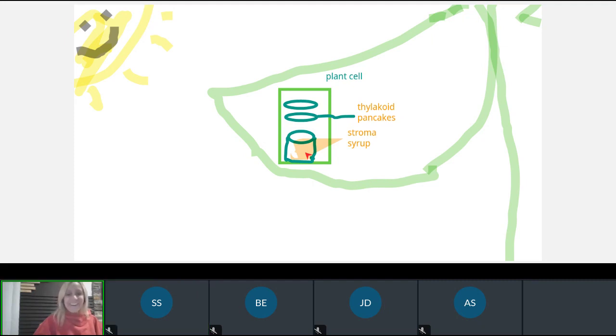So we've got the stroma syrup on these thylakoid pancakes inside the chloroplast of our plant cells. And the stroma syrup is the magic that happens. Because it takes us back to elementary school again. Who remembers those lessons with a mirror in physical science? I swear this is like third grade. When I look in the mirror, I see my what? What's it called? It starts with an R.